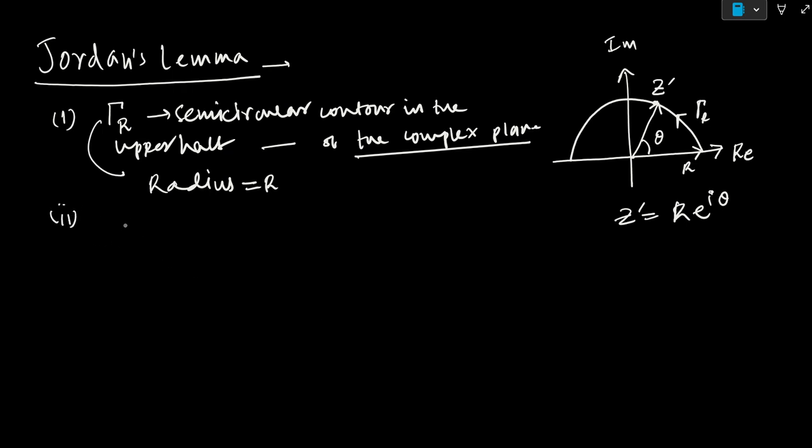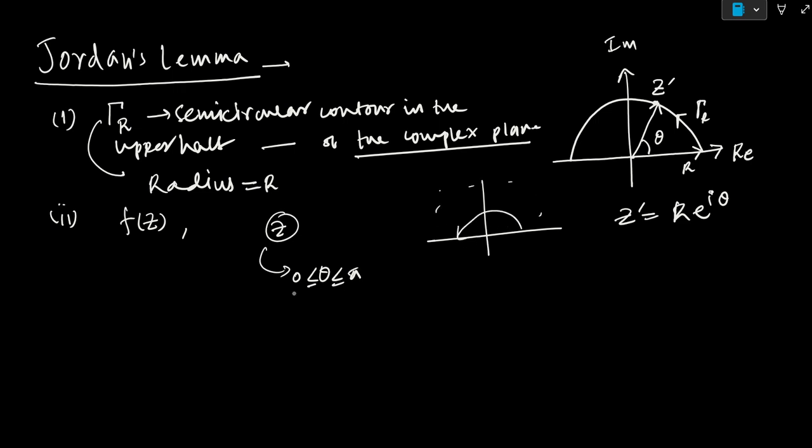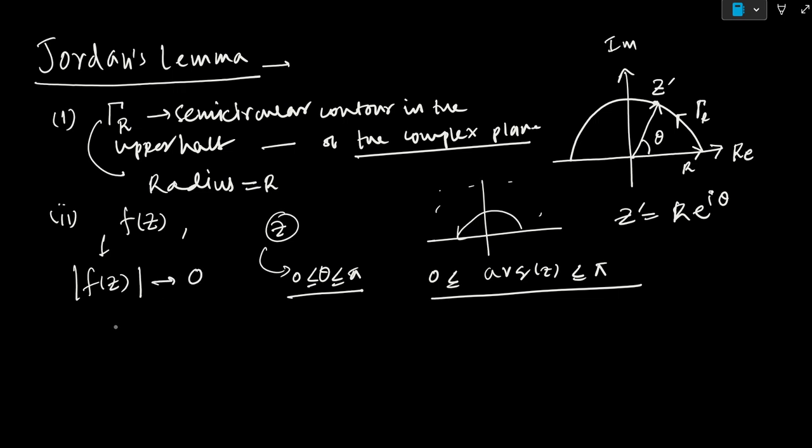Second, you are defining a function f of z in such a way that this z is also defined on this upper half plane. That means for this z, the theta will be 0 to pi. You're defining the z in this upper half plane, that means your theta will be 0 to pi, or you can say that the argument of z will be between 0 and pi. Okay. And another thing is that the mod value of f of z tends to 0 when you make mod z tend to infinity.